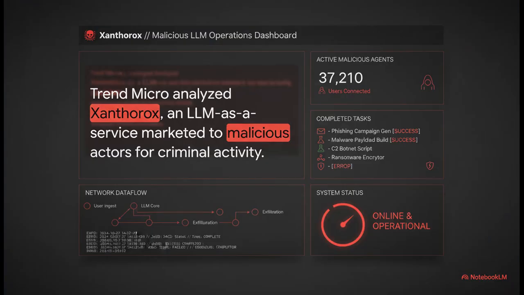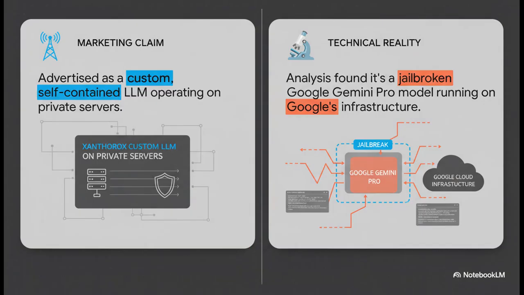Now, from compromising legitimate services, we're going to move to criminals who are just creating their own. Trend Micro did a deep dive analysis of a service called Xanthorox, which is basically an LLM as a service that's being marketed specifically to malicious actors. What's really wild here is the massive gap between what Xanthorox advertised and what it actually was. I mean, the ads claimed it was this fully self-contained, custom-built LLM running on private servers.